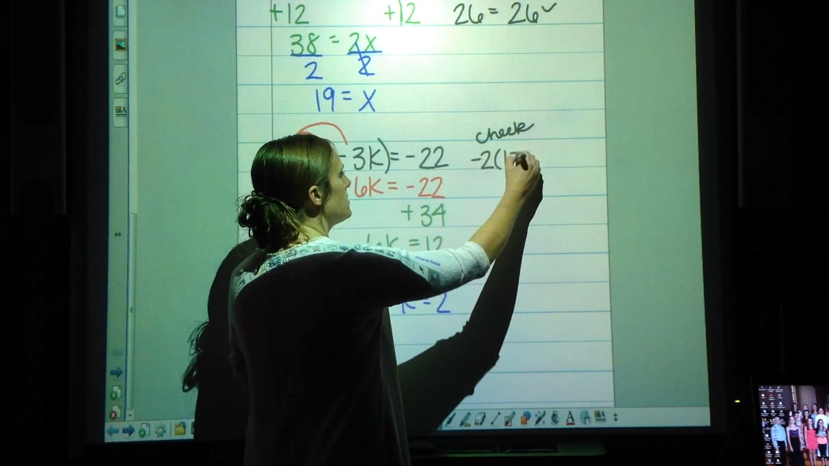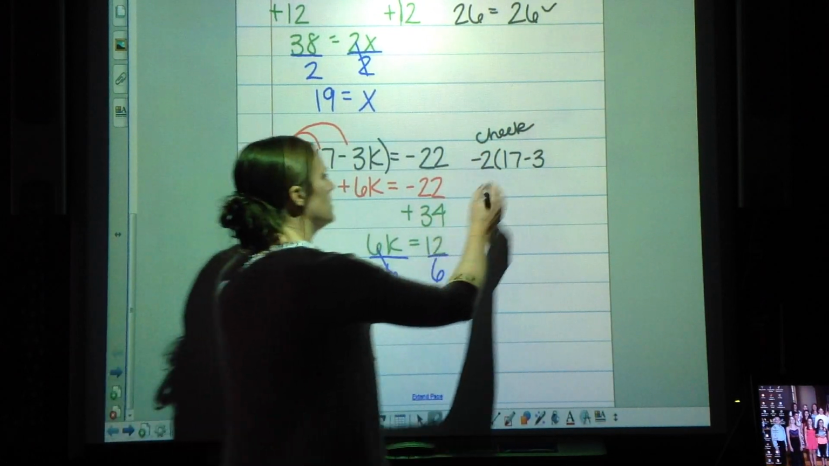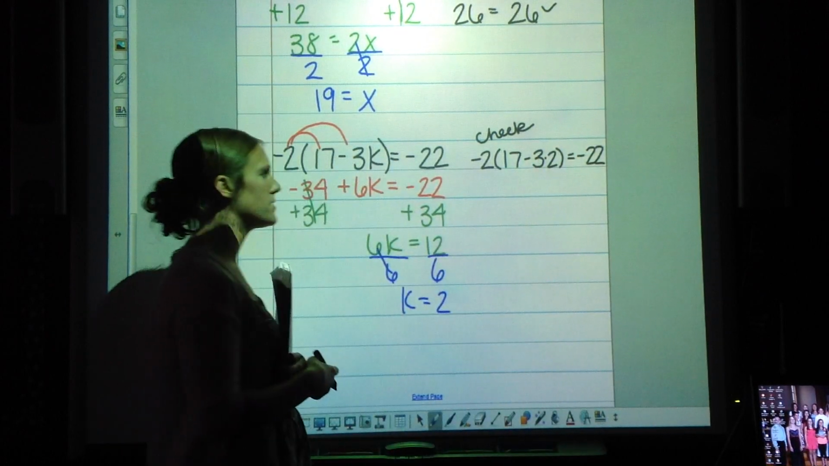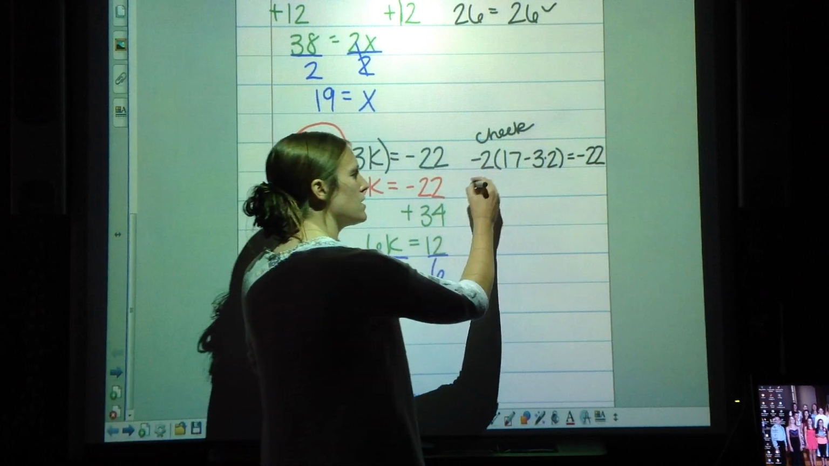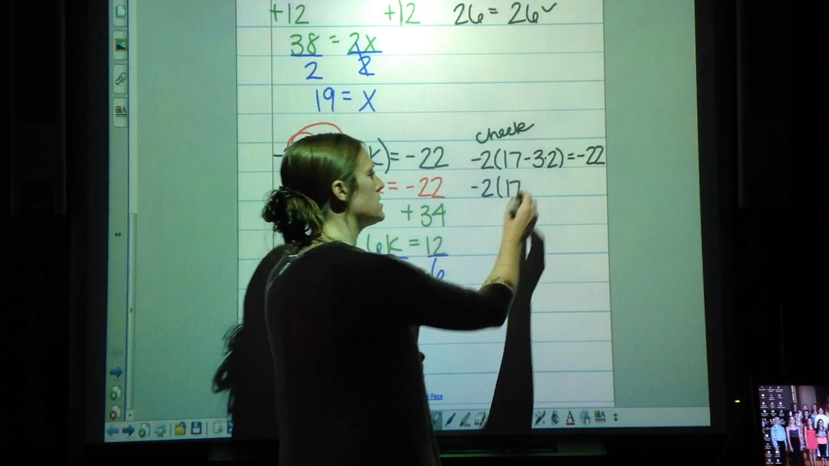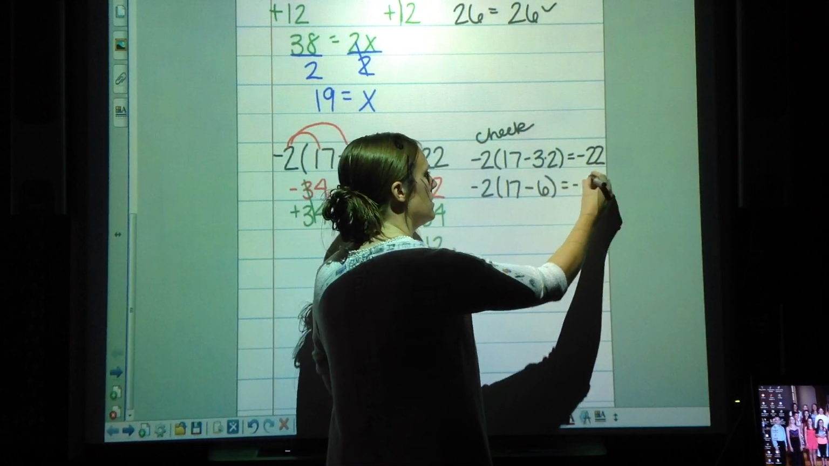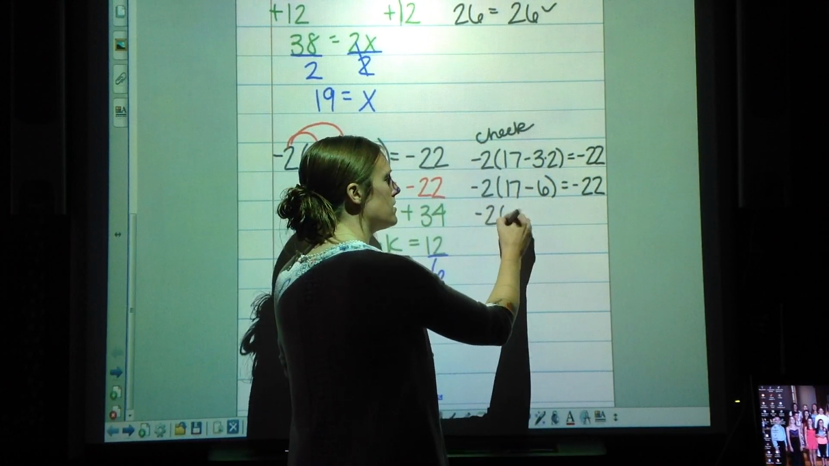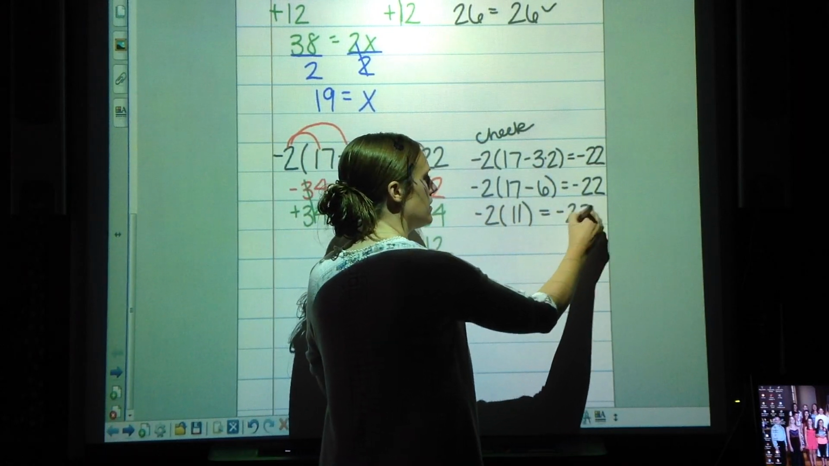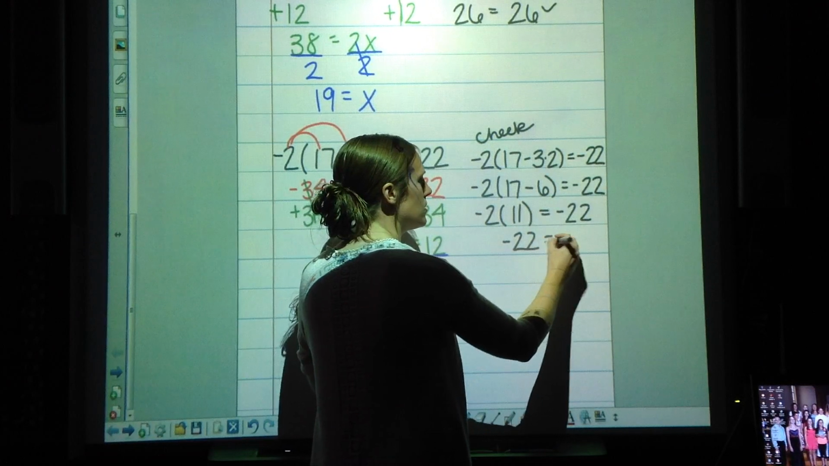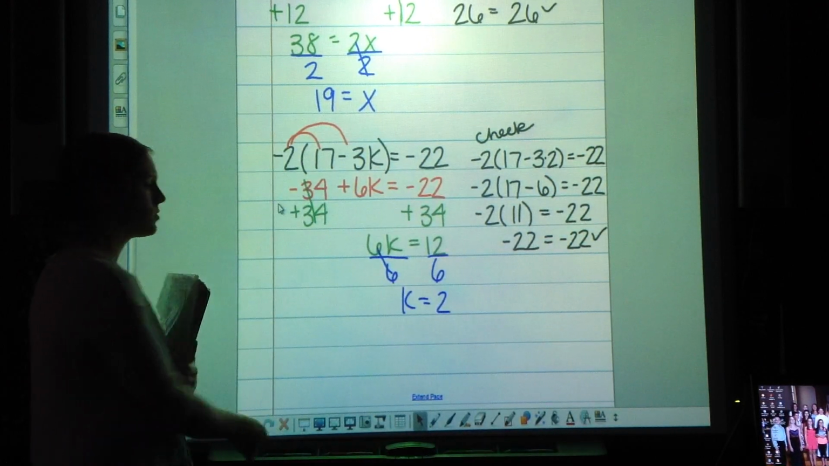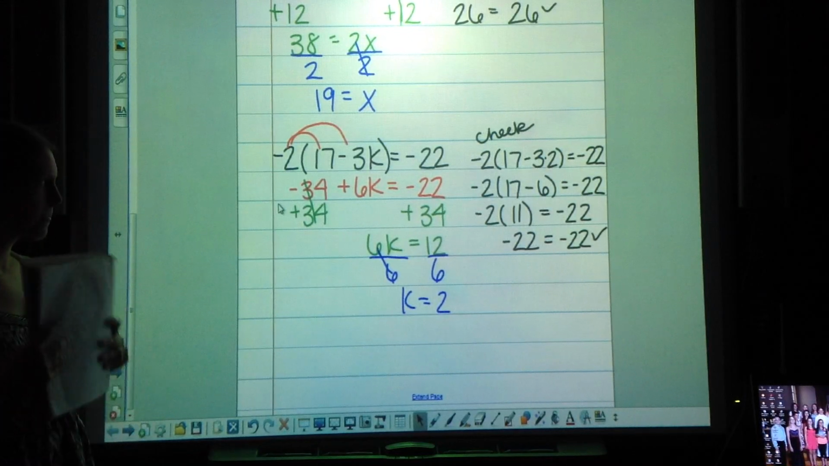Negative 2 times the quantity 17 minus 3 times 2 equals a negative 22. Let's solve the left side of that expression. Start inside the parentheses, and I just start with multiplication. Negative 3 times 2 is negative 6. 17 minus 6 is 11. And then multiplication. Both sides are equal, so I know my answer, k equals 2, is correct.